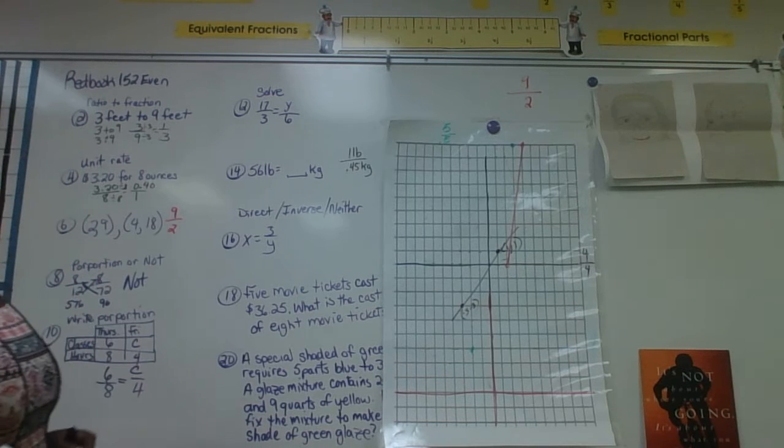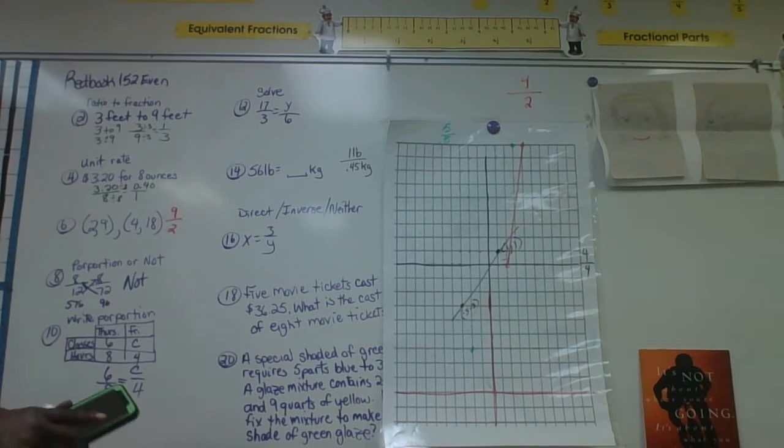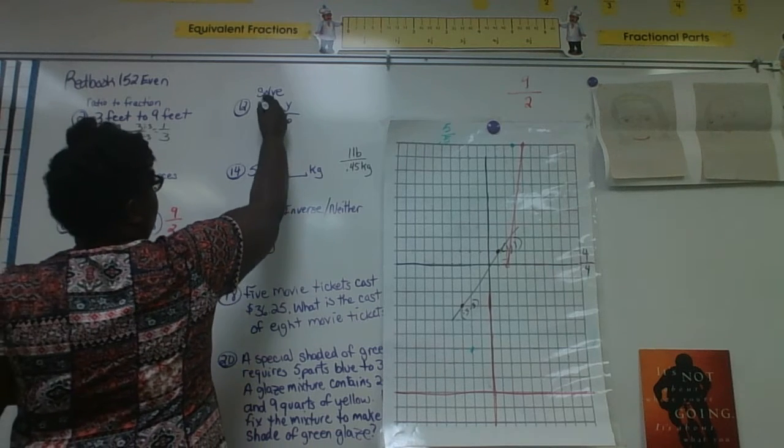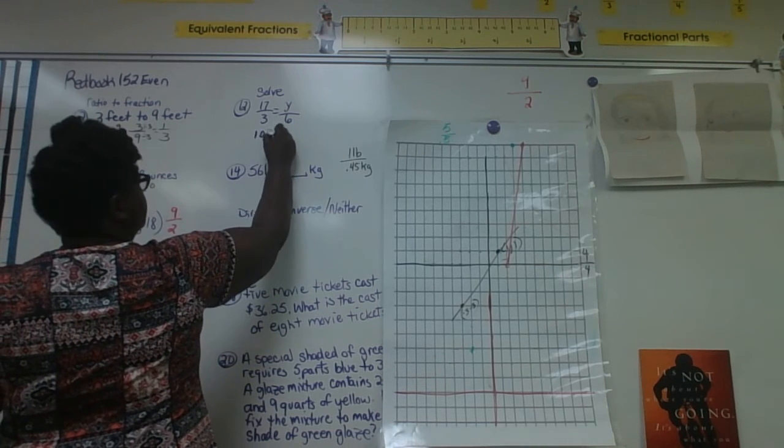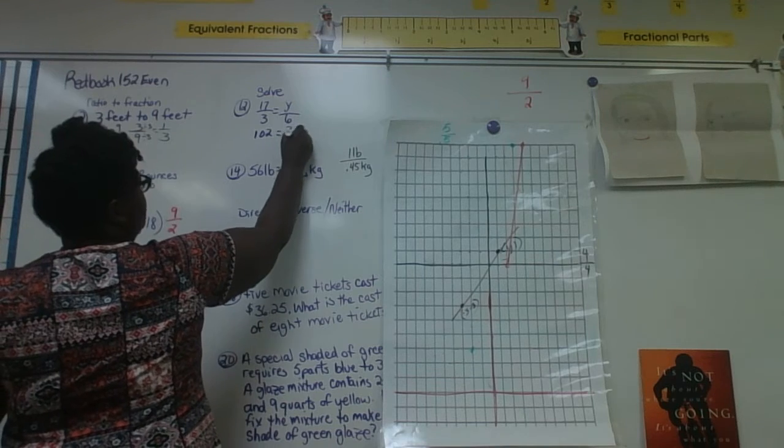Here they want us to solve for y. So what we would do is we would cross multiply and we would solve for y. We would say 6 times 17 when we cross, will give us 102 is equal to 3 times y is 3y.